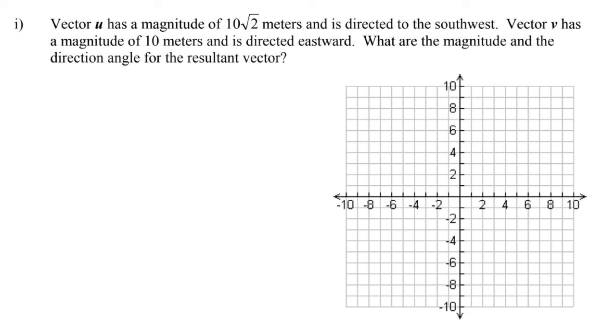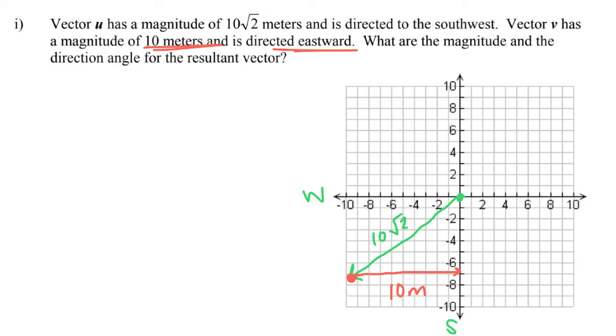Okay, for the next one we have vector u. It has a magnitude of 10 square root of 2 meters and is directed southwest. So here's west, here's south. So southwest is somewhere right there in the middle, and it is 10 square root of 2. And again, we've stopped right here. And vector v has a magnitude of 10 meters and is directed eastward. Now again, we have to start where this one stopped, and we have 10 meters eastward. So here's 10 meters eastward.